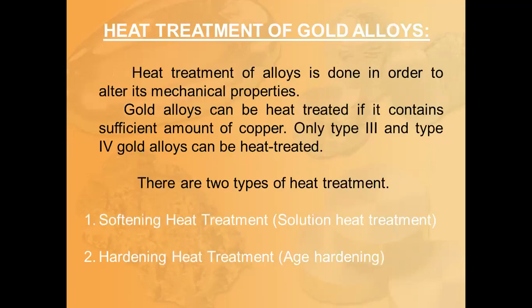Now coming to the heat treatment of gold alloy. Heat treatment of gold alloy is done in order to alter its mechanical properties. Gold alloy can be heat treated if it contains a sufficient amount of copper, so only type 3 and type 4 gold alloy can be heat treated. There are 2 types of heat treatment. First is softening heat treatment, also known as solution heat treatment. Second, hardening heat treatment, also known as age hardening.